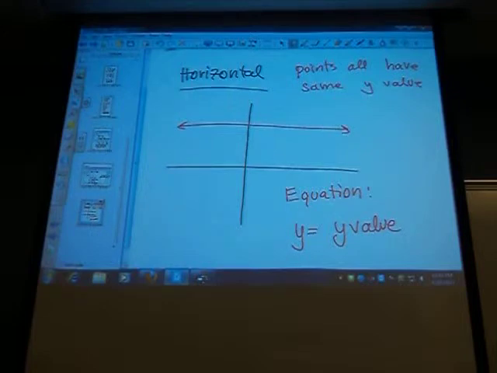Now, sometimes they may not tell you it's a horizontal line. Sometimes they may just give you 2 points that have the same y value. Same situation. The equation is just going to be y equals that number. Okay? So you don't have to do any work. You just have to determine that it's a horizontal line.